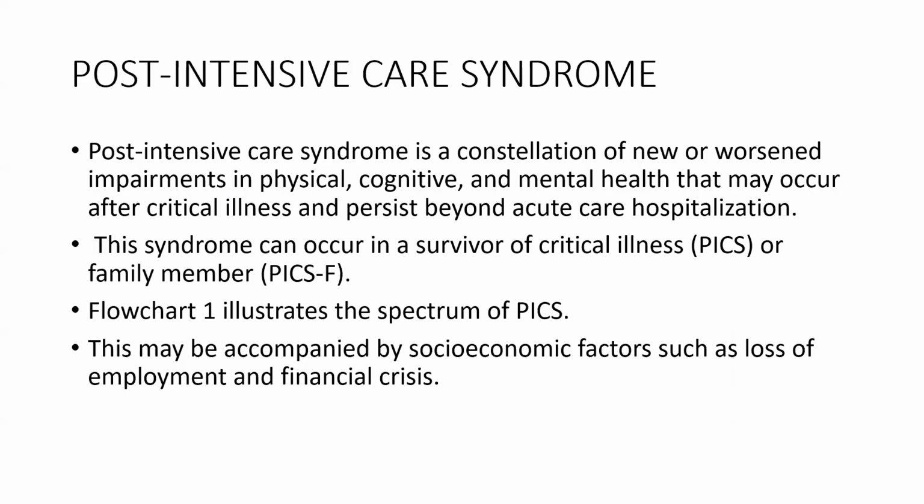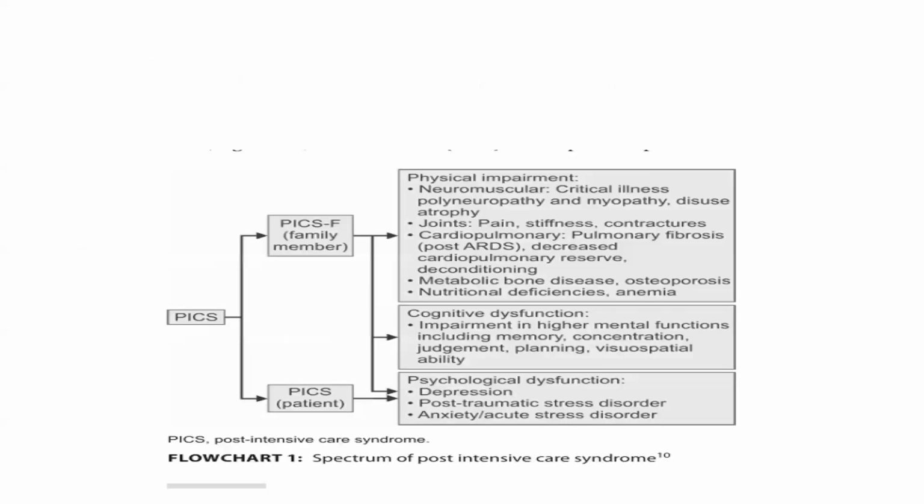Now, another concept is post-intensive care syndrome. Post-intensive care syndrome is the constellation of new or worsening impairment in physical, cognitive, and mental health that may occur after critical illness and persist beyond acute care hospitalization. This syndrome can occur in survivors of critical illness or family members. It may be accompanied by socioeconomic factors such as loss of employment and financial crisis. It is divided into physical impairment, cognitive dysfunction, and psychological dysfunction.